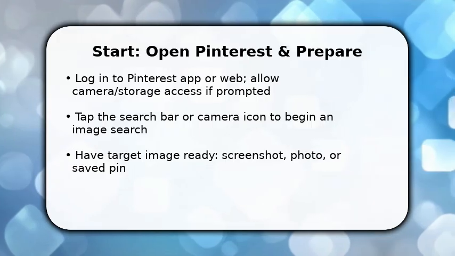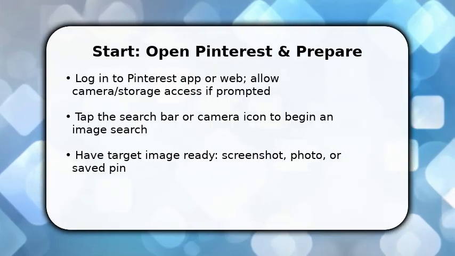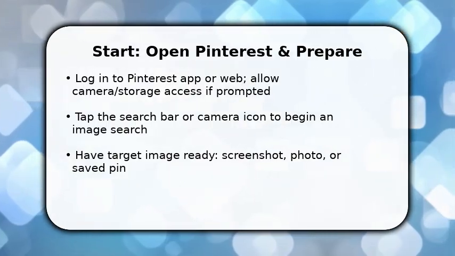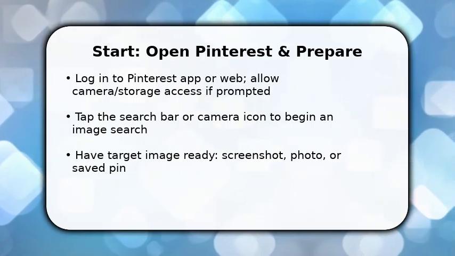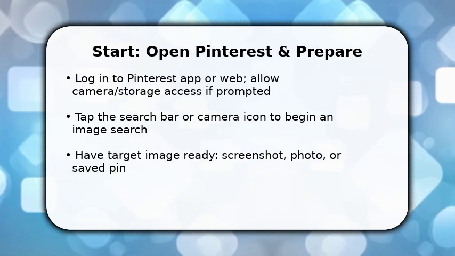Next, tap the search bar or the camera icon inside it to launch visual search. Choose the image you want, either take a photo, upload a screenshot, or open an existing pin. This starts the image analysis step that finds visually similar pins.